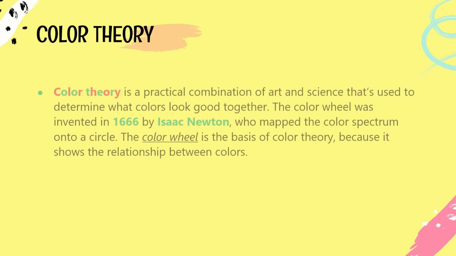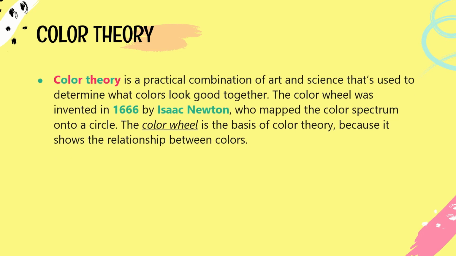So what is color theory? Color theory is a practical combination of art and science that's used to determine what colors look good together. The color wheel was invented in 1666 by Isaac Newton, who mapped the color spectrum into a circle. The color wheel is the basis of color theory because it shows the relationship between colors.